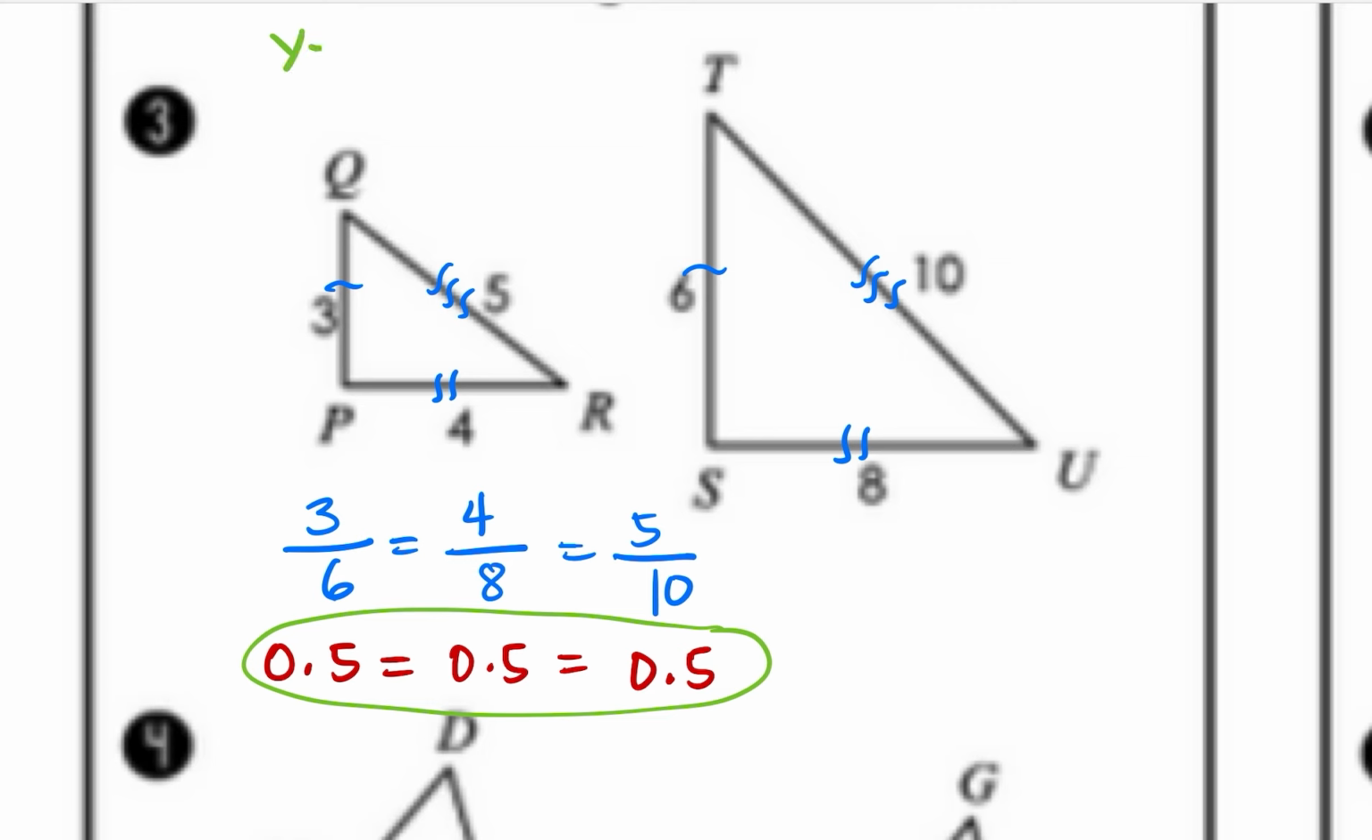So we say yes, these two triangles are similar by side similarity. Let's name the triangles: triangle PQR is similar to triangle STU.